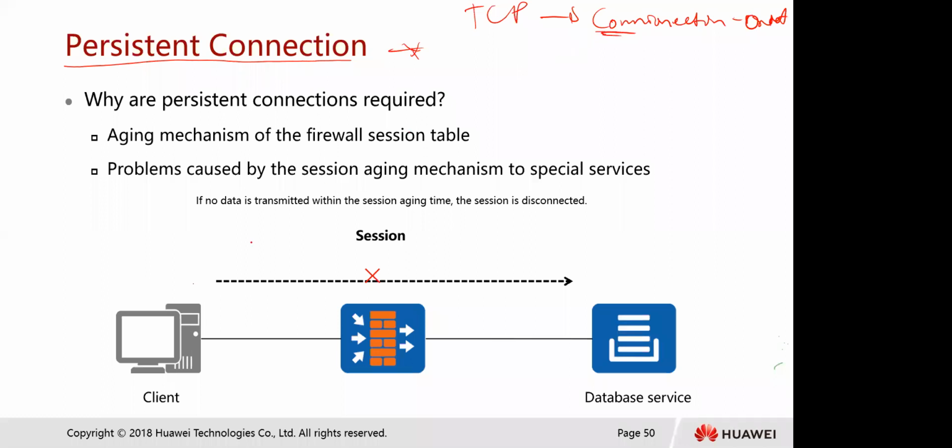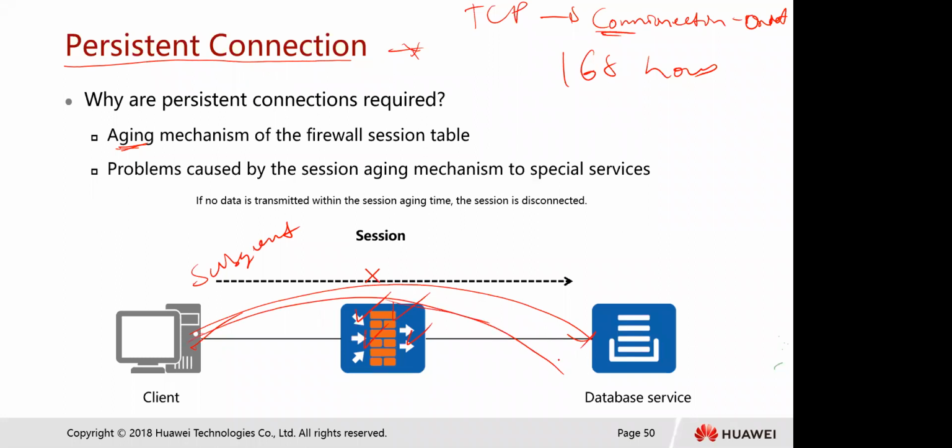And we can go ahead and configure our aging mechanism. By default, it is 160 hours. As long as we have configured and established our connection, and our packets match our security policies, kindly allow all other subsequent packets coming from this particular session, as long as it is in our session table.